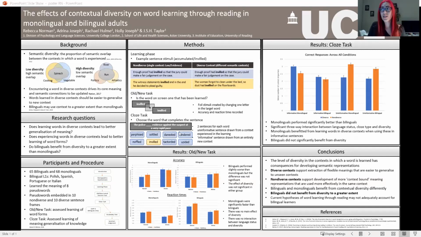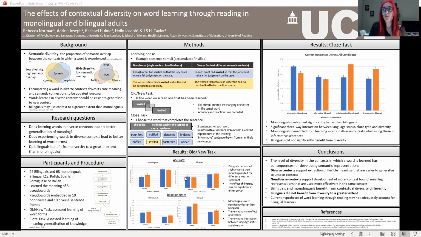There were 2 different sentences for each word, one uninformative, which was drawn from a context seen in both conditions. As you can see, the first sentence is the same. And the informative sentence was drawn from an entirely new context, not experienced at learning.